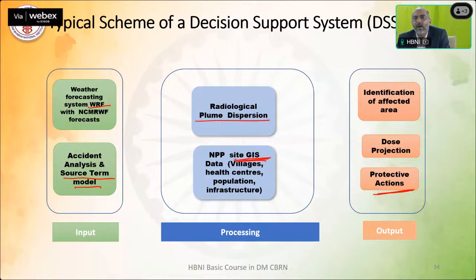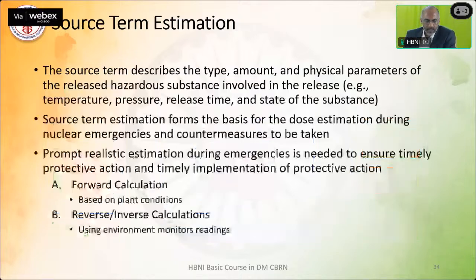So these are the likely outputs I need from a decision support system. Okay, so this is how I structure a decision support system. And I will again go through the source term part, which I said is an important part. The source term describes the type, amount, and physical parameters of the released hazardous substance involved in the release, for example the temperature, pressure, release time, and state of the substance. Okay, whether aerosol, whether it's a volatile substance. And the source term estimation forms the basis for the dose estimation during nuclear emergencies and the countermeasures to be taken. Prompt, realistic estimation during an emergency is needed to ensure timely implementation of protective actions.